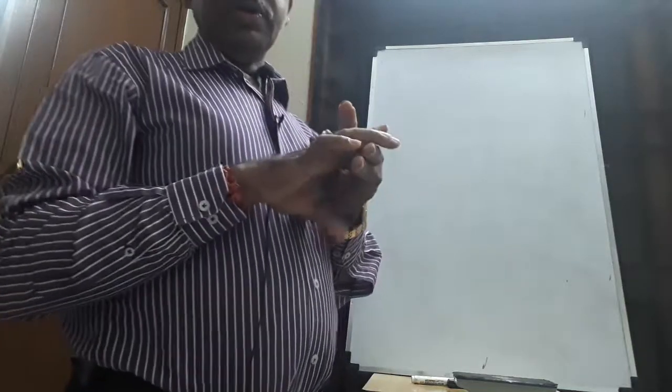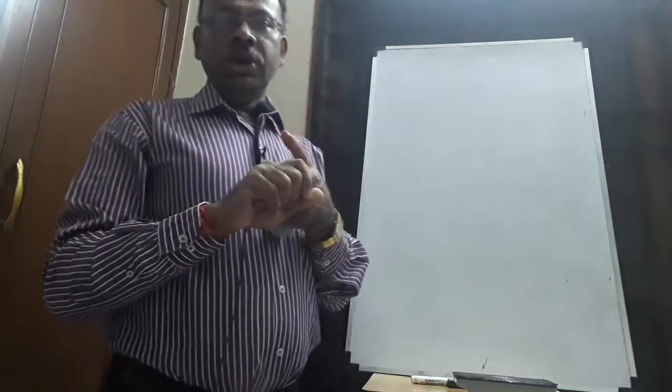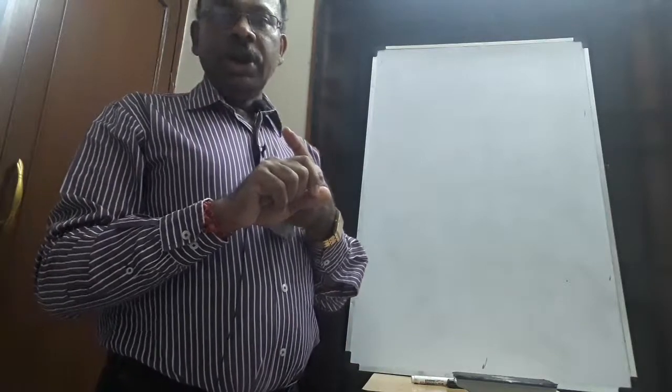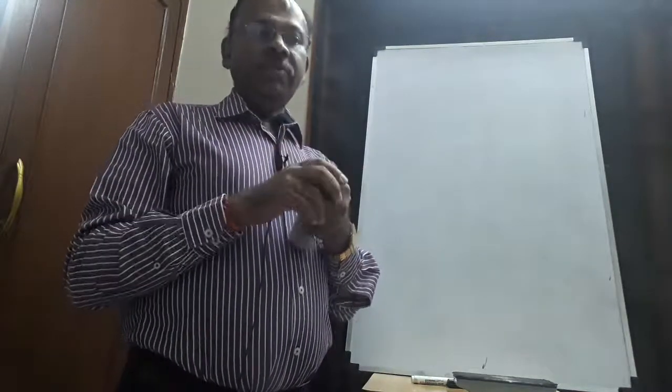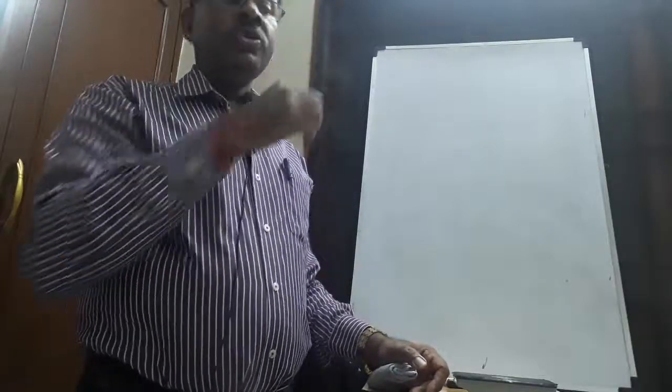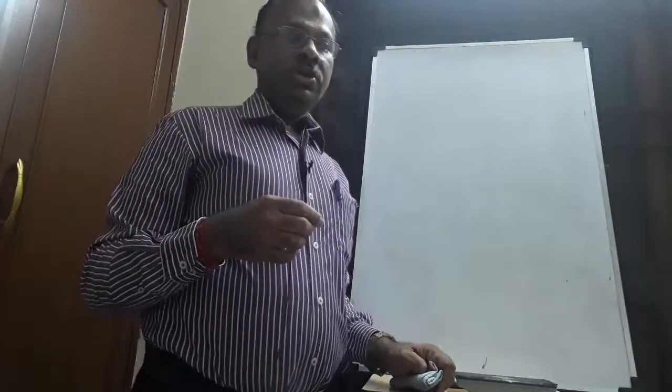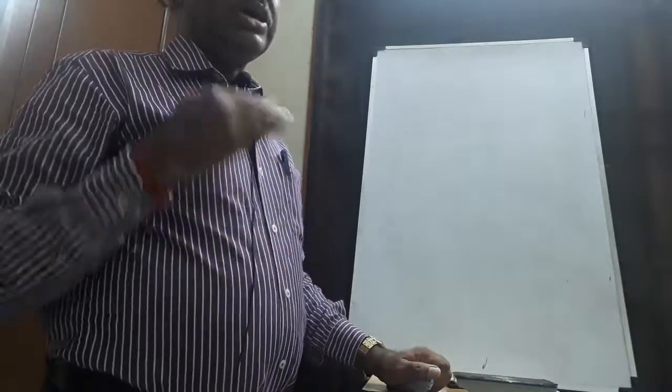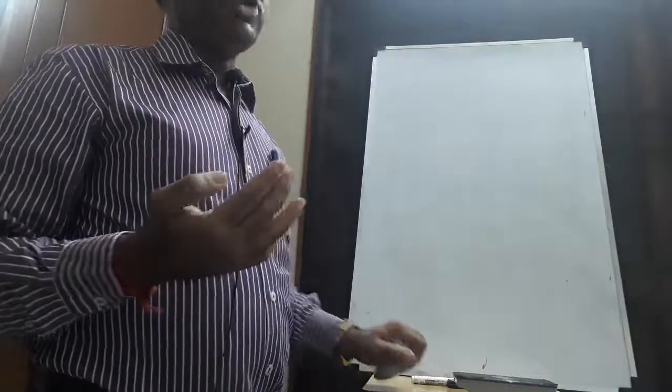Wherever you come across sigma k cube, k equal to 1 to n, replace it as n square into (n plus 1) whole square by 4. And wherever you come across the formula to be applied in terms of GP, write the formula a into (r power n minus 1) by (r minus 1). That will be applicable when you have an exponential problem.